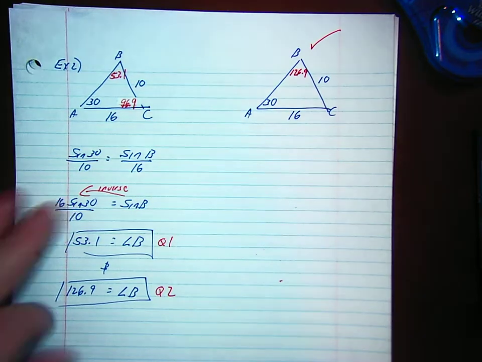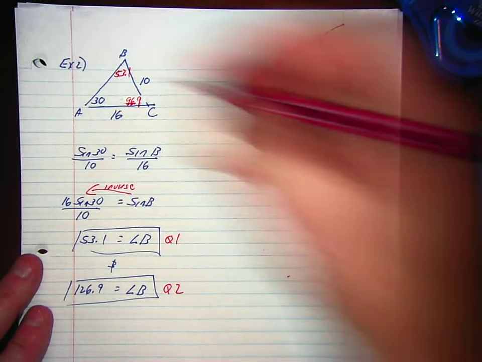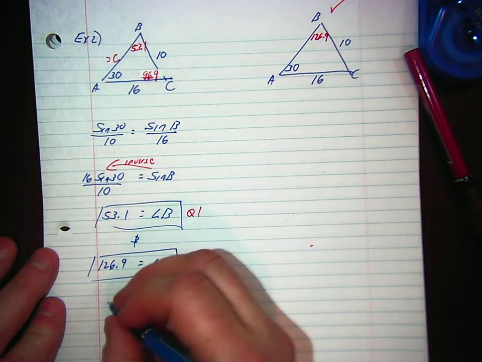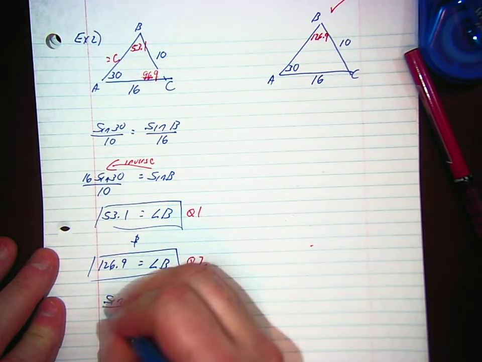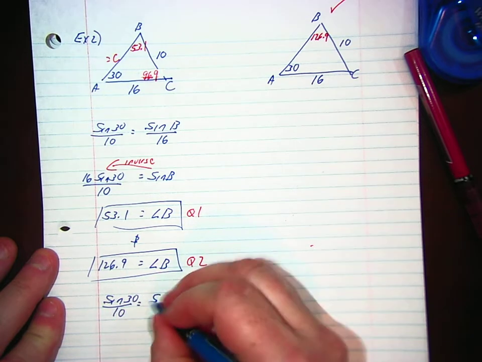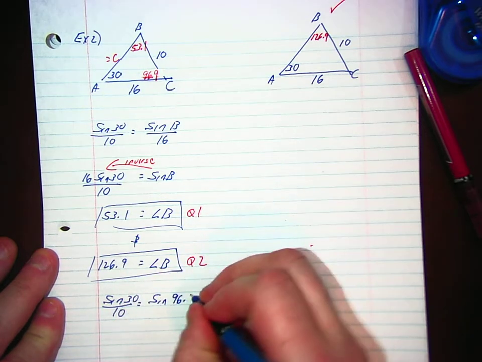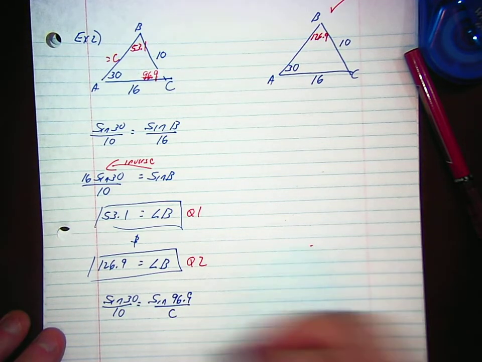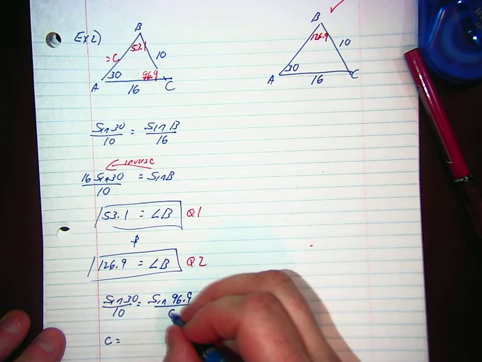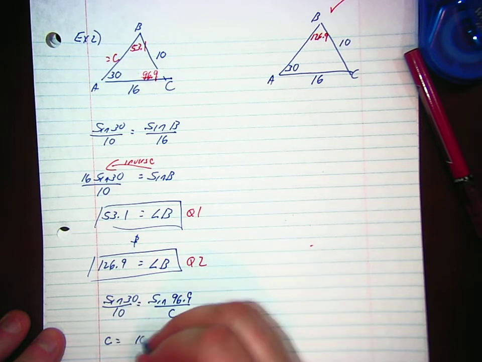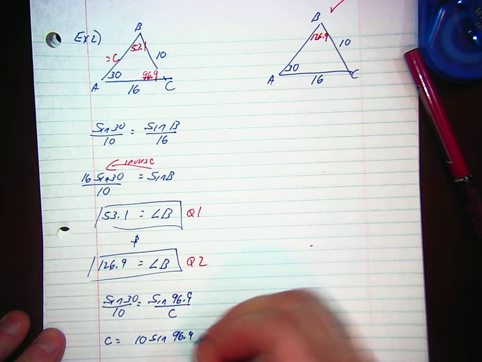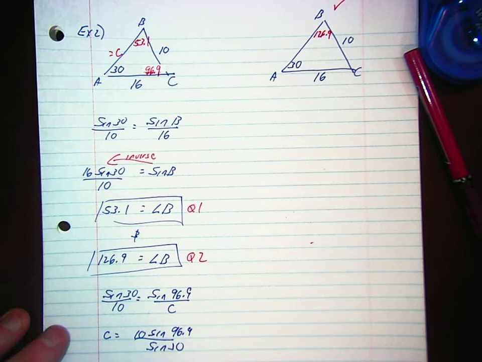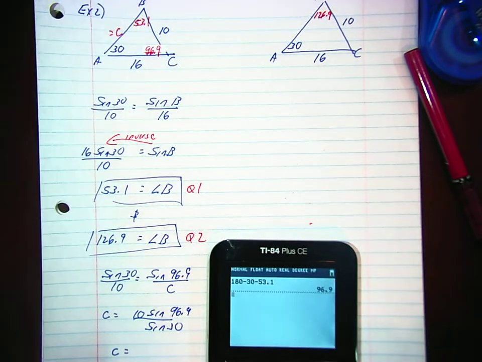96.9. And now you can just do the law of sines again to find little c, which I'll do down here. I'll say the sine of A over a equals the sine of big C, which is 96.9, over little c, cross multiply and solve. So I'm going to take a shortcut on that. Little c is going to equal 10 times the sine of 96.9, and then that divided back over. Go to my calculator, put all that in there, and that will be the end of this problem.